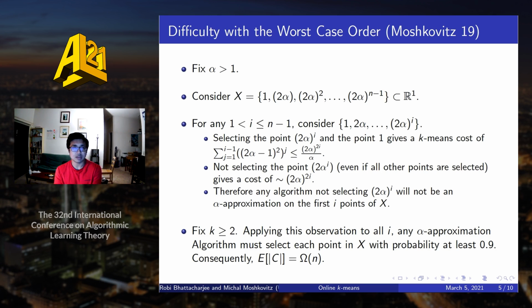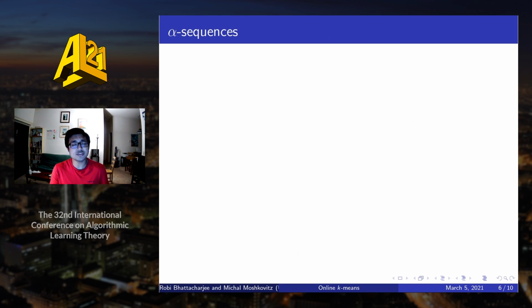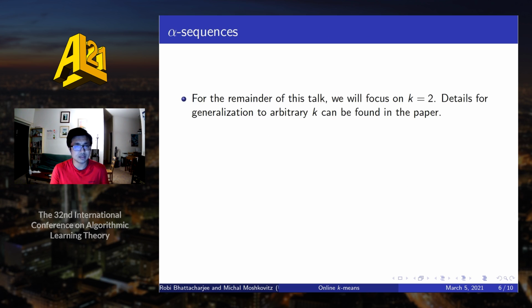We'll have 2 sets of results. One will show a lower bound in terms of our characterization, and two, to show that our characterization is tight, we will give an upper bound. So let's get on with what our characterization is. To do so, we'll need a notion of an alpha sequence. I'll first give a disclaimer that for this talk, we're going to focus on the case k equals 2. Details for arbitrary k, of course, can be found in the paper, and they get a little bit more complicated, and the main ideas mostly come out when we consider k equals 2.